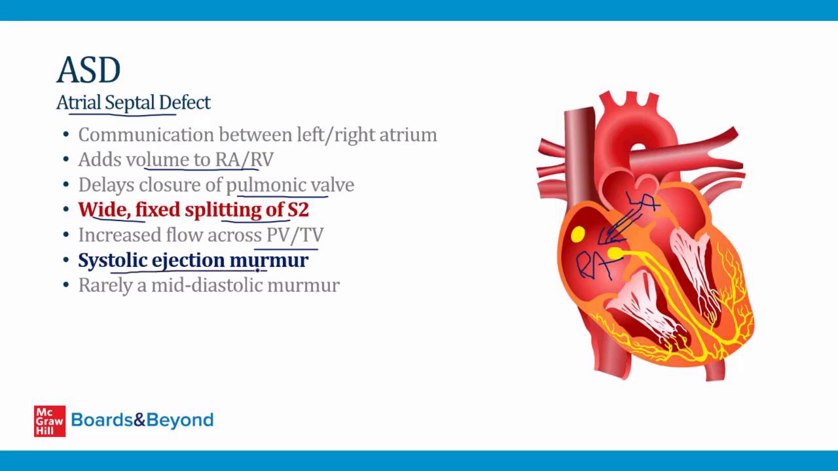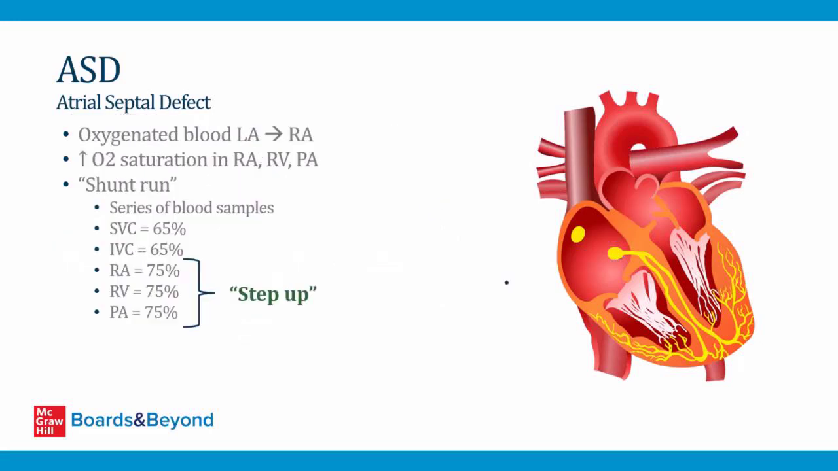So in a board question, the findings you should expect if they're describing a baby with an ASD is a wide fixed split S2 and a systolic ejection murmur. You also can sometimes hear a mid-diastolic murmur from more flow across the tricuspid valve, although this is uncommon. But I put this here because you might see it in a board question if some tricky question writer decided to throw it in there. But just remember, when you see the wide fixed splitting of the S2 and the systolic ejection murmur, they're talking about an ASD.